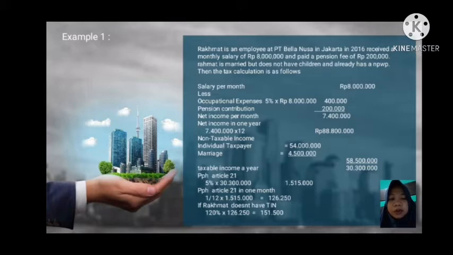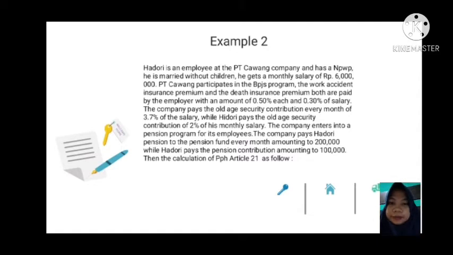126,250 rupiah. If Mr. Ahmad doesn't have NPWP or TIN, we multiply 120% with his taxable income, the 126 that we calculated before, and it gets 151,500. Okay, next move to another example.